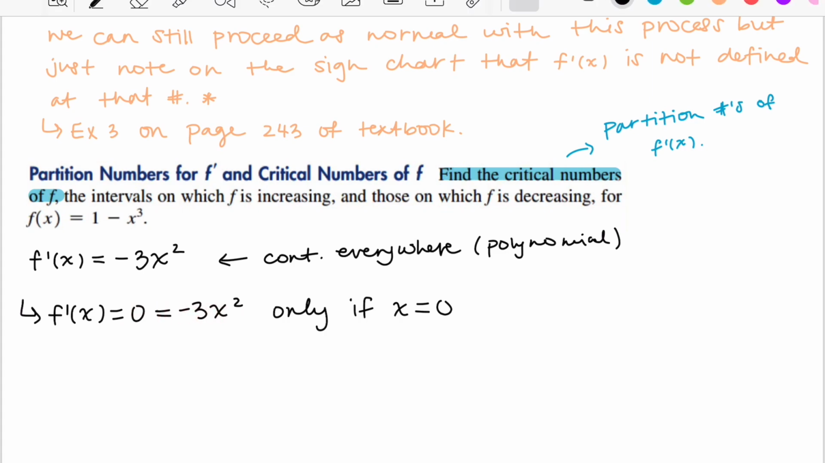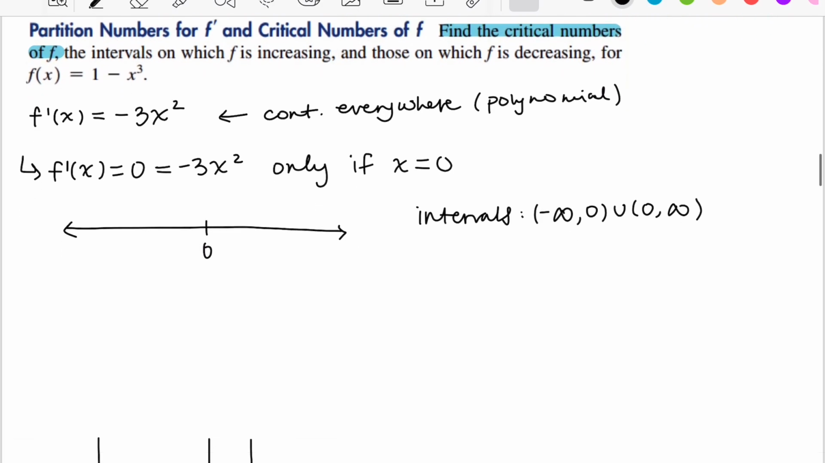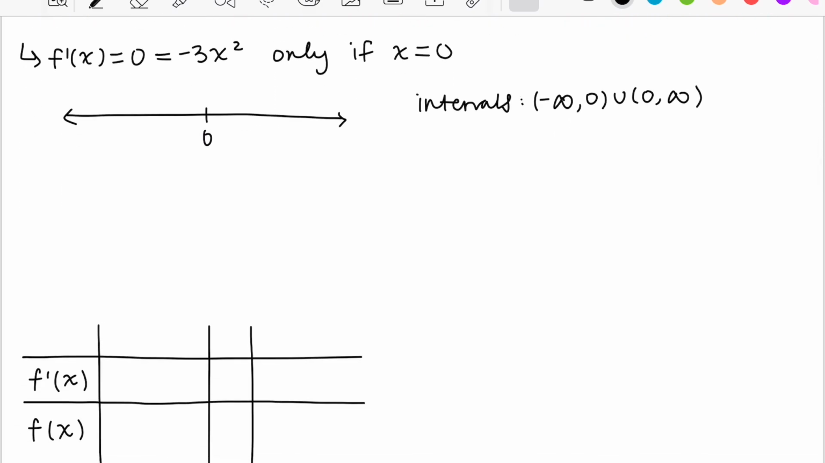So our critical number is going to be 0, and our domain is divided into the intervals negative infinity up to 0 and 0 up to infinity. All right, so we know that we're then going to construct a sign chart. So we have our intervals negative infinity up to 0 and 0 up to infinity. And what we want to do to construct our sign chart is to pick test numbers in each of these intervals.